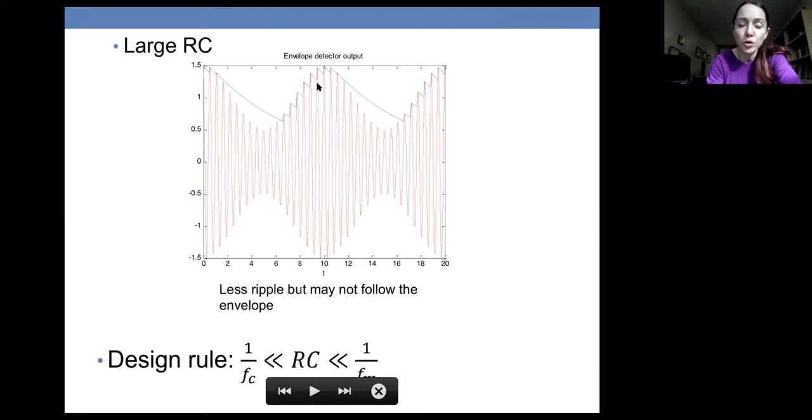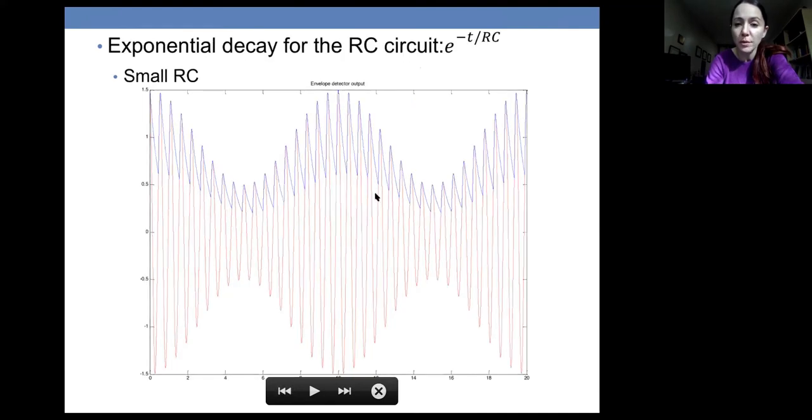That will cause essentially a tracking failure. The envelope detector is not going to very successfully track the envelope when the RC is too large. When RC is too small, time constant is too small, then there's going to be too much ripple. Ideally, we want the ripples to be smaller. So that is definitely a design consideration. You want to pick some RC somewhere in between.